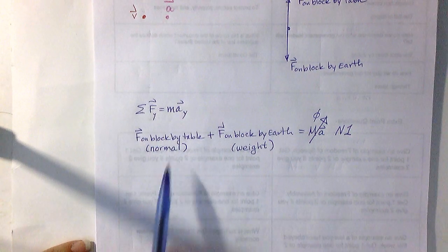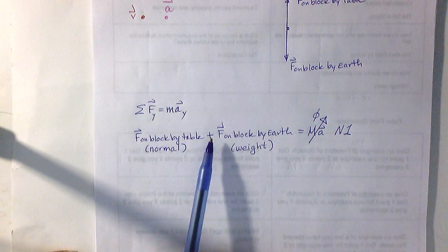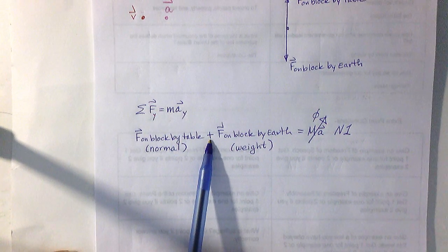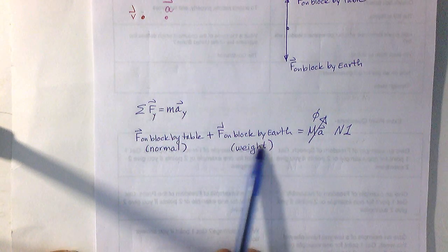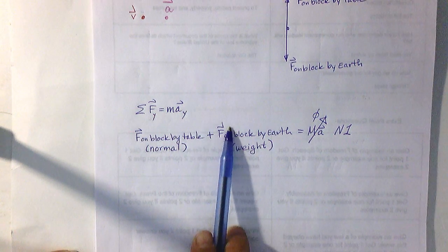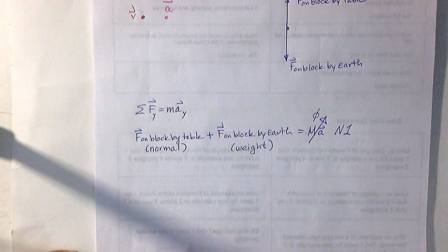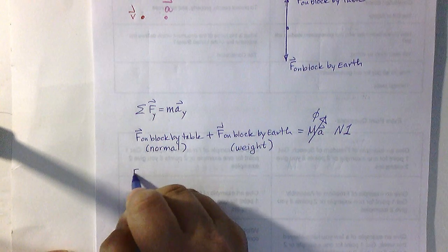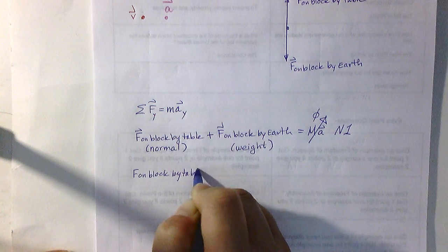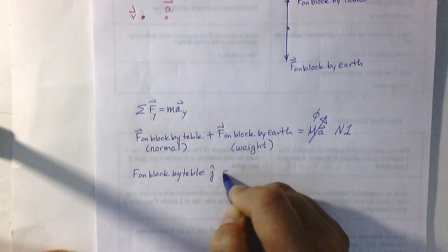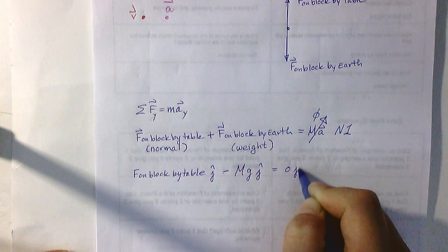Okay, so now I'm going to solve for the normal force. I'm going to substitute in magnitude and direction. Again, remember that this plus sign is here because we're adding the forces together. Yes, this is going down, but we're adding it as a vector. We haven't put in the magnitude and direction yet. So let's do that now. So we have force on block by table, j hat, minus capital M G j hat is equal to 0 j hat.